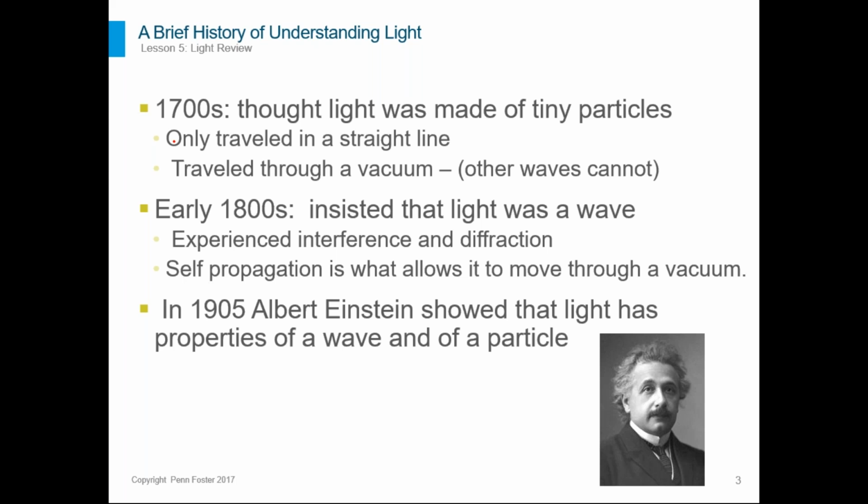And then our third main thing, and this is what we're talking about today, was in 1905, Albert Einstein showed that light has properties of a wave and of a particle. So before that, it was, is it a particle? Is it a wave? Is it particle or wave, particle or wave? And his answer is both. And so we're going to look at how the photoelectric effect actually shows that.